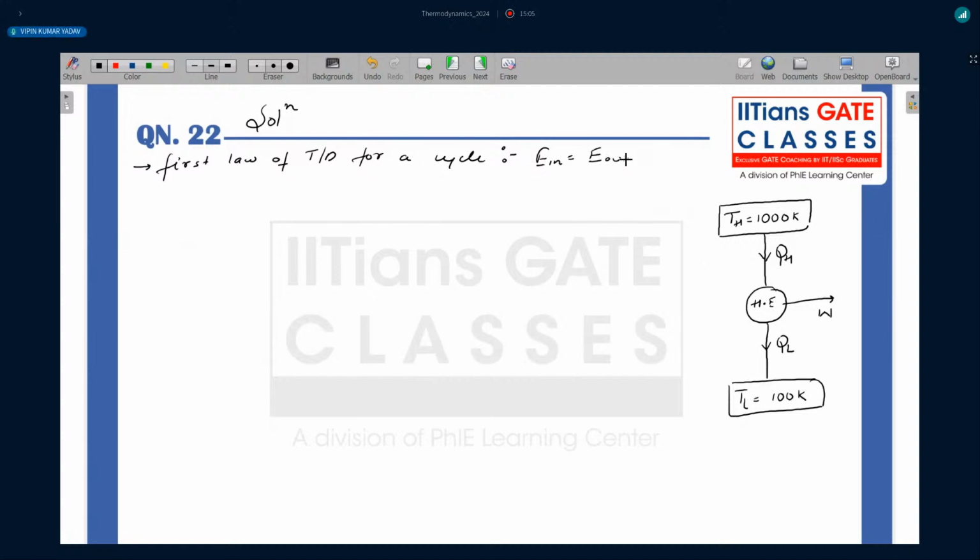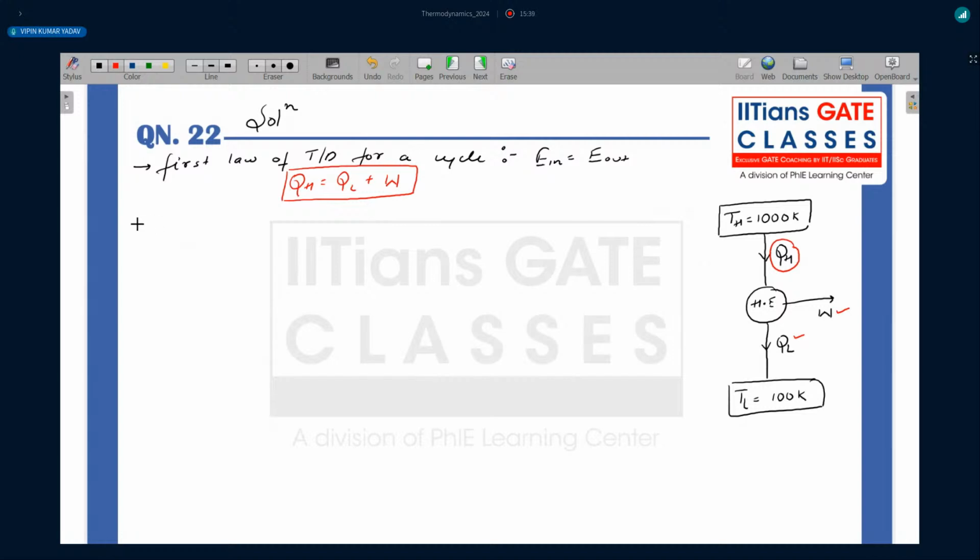Now, if I talk about energy in equals energy out in terms of this heat engine, what is the energy that is going in? The energy going in is QH. Only this is going in and this is going out. So can I write this as QH is equal to QL plus W? Yes, I can. So this is one condition.